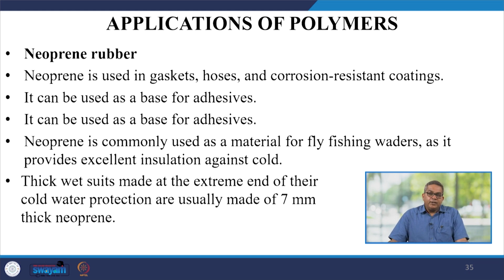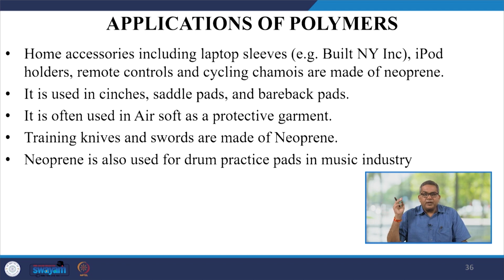Neoprene rubber. Neoprene is usually used in various industrial gaskets, hoses, and corrosion resistant coatings. It is also used for a wide variety of adhesives, especially as the base of adhesives. Neoprene is commonly used as a material for fly fishing waders, as it provides excellent insulation against cold. Thick wetsuits, made for the extreme end of cold water protection, are usually made of neoprene.